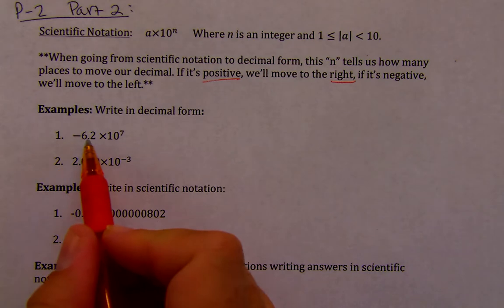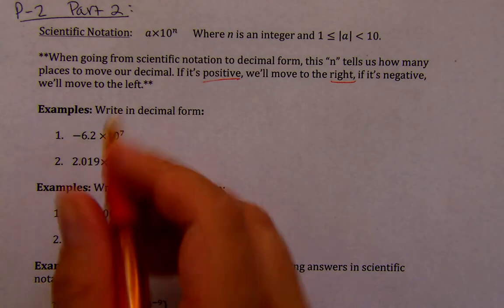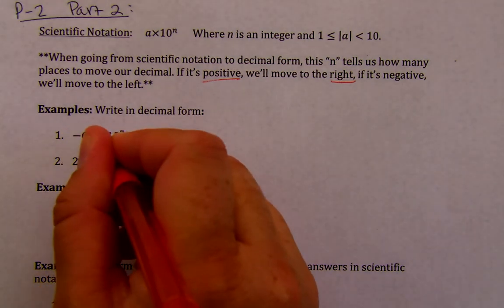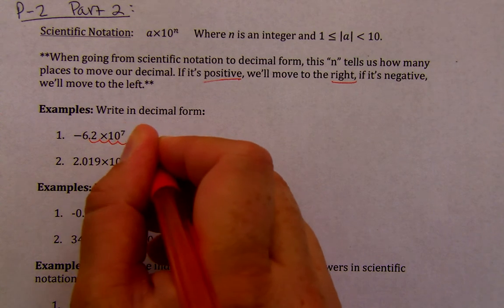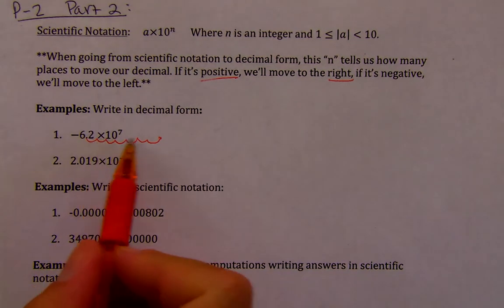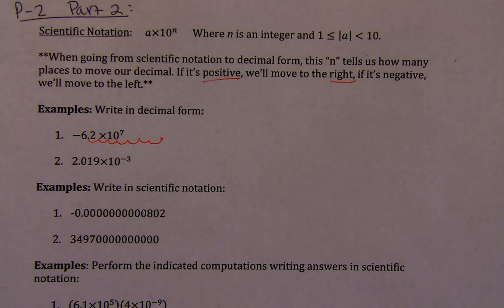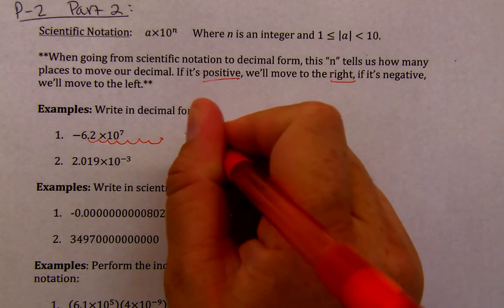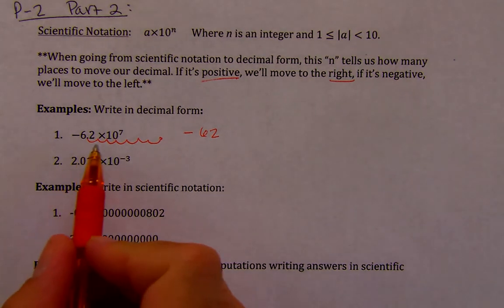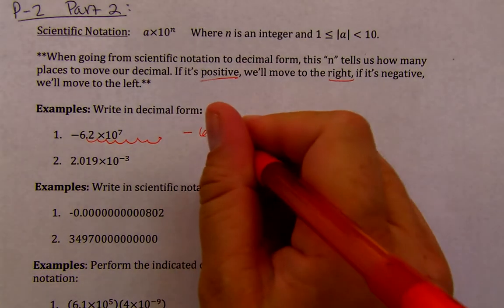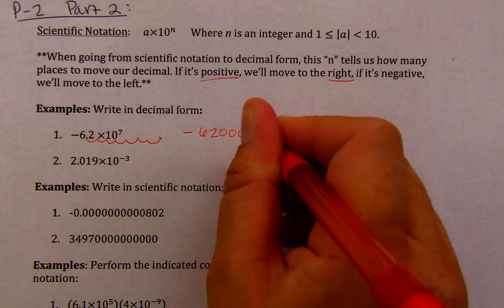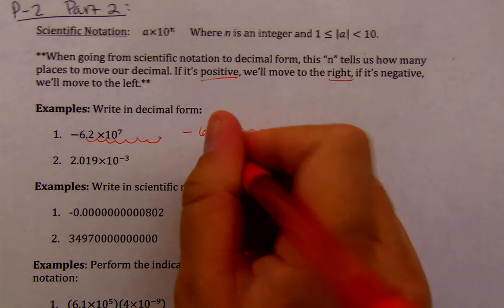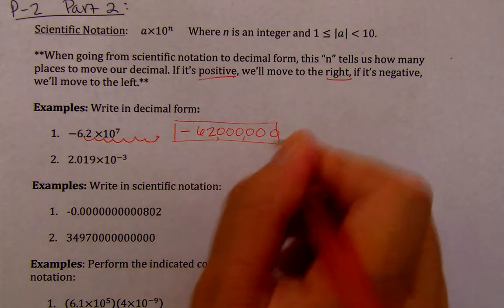see here. So I'm moving this decimal to the right 7 times. 1, 2, 3, 4, 5, 6, 7. And all these empty spaces here are filled with zeros. And so now writing this number in decimal form, we have negative 62. And we have 6 spaces of zeros here. 1, 2, 3, 4, 5, 6. So that's going to be negative 62 million.